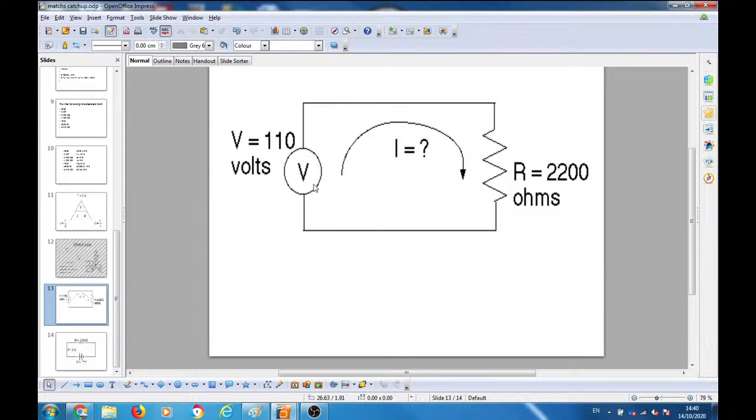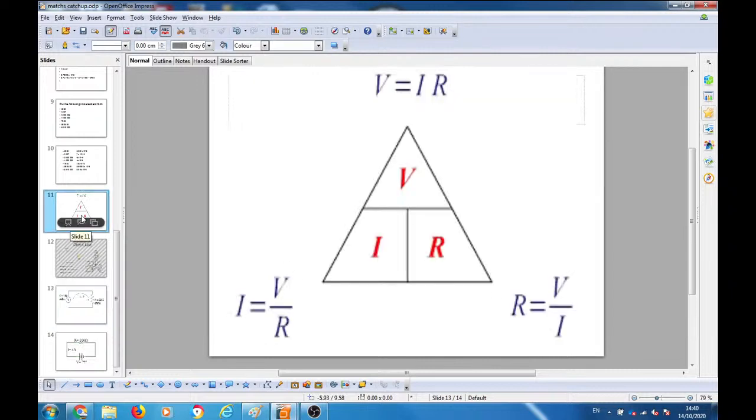What I want you to do is have a go and try and calculate what the current is, what I is. So the first step is you would have to work out the formula, and then I'm just going to go back to the formula to give you a chance to work it out from the magic triangle, and then you would just churn the figures through. So here's the formula. Write down what the correct formula is.